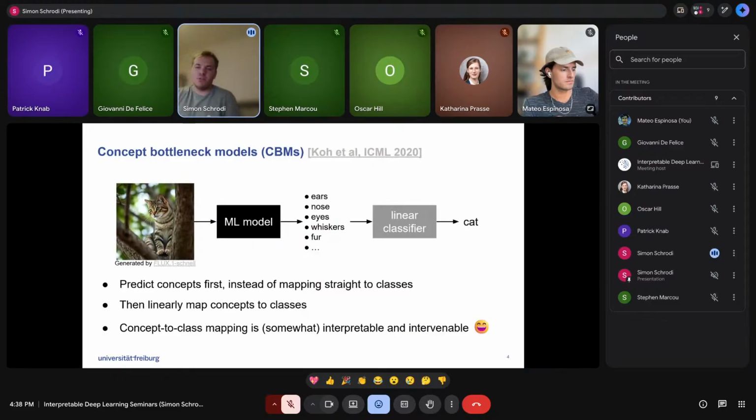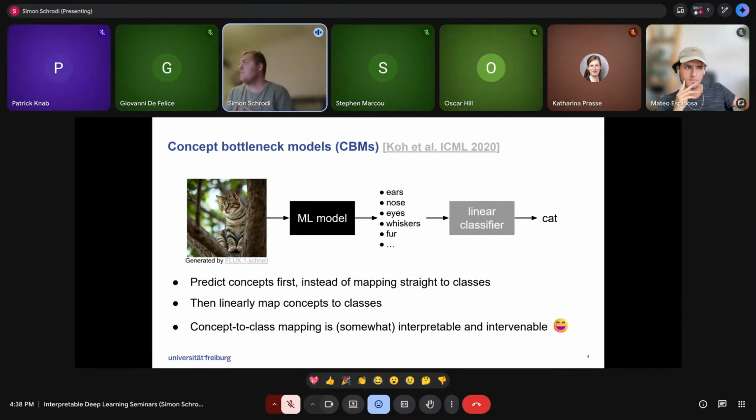So instead of directly predicting the class, what we do is first predict the concepts. From the concepts, we map them linearly to a cat. Here we do this via supervision, because we capture data about these concepts. For each image, we have a full list: is this concept present, yes or no, for example. Then we learn this, and after that, we learn a linear classifier. The nice thing is that the mapping from the concepts to the class is somewhat interpretable and intervenable. So this is quite nice.